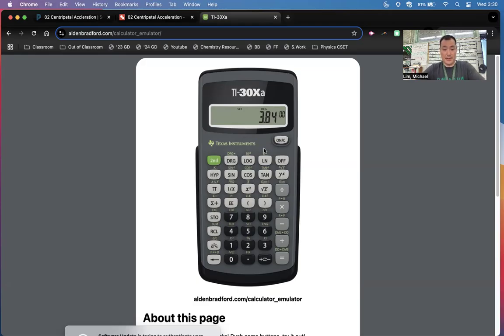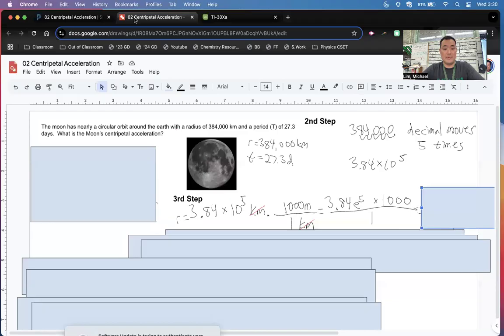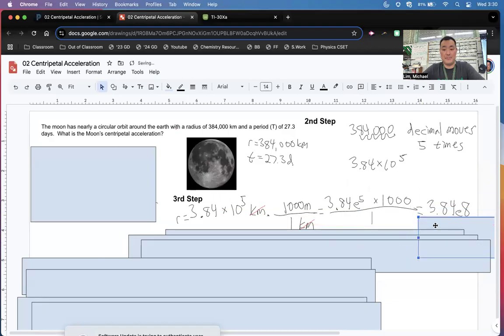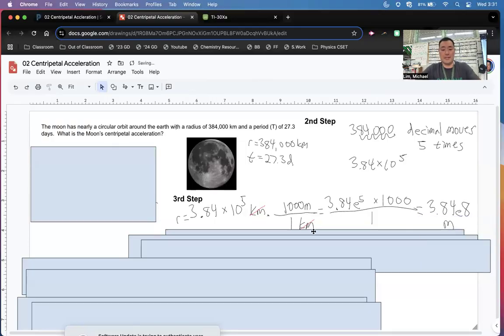All right, so let's go ahead and put in 3.84. You'll hit second, and your button here is x minus 1. In this particular instance, I only have EE. So when I click that, I can put in my exponent. What did we say it was? 5. I'm going to multiply that by 1,000. And I get 3.84 times 10 to the 8th. And that's the same thing as 3.84 E8. My E represents the times 10 raised to the 8th exponent. And that's meters. So that's my R.